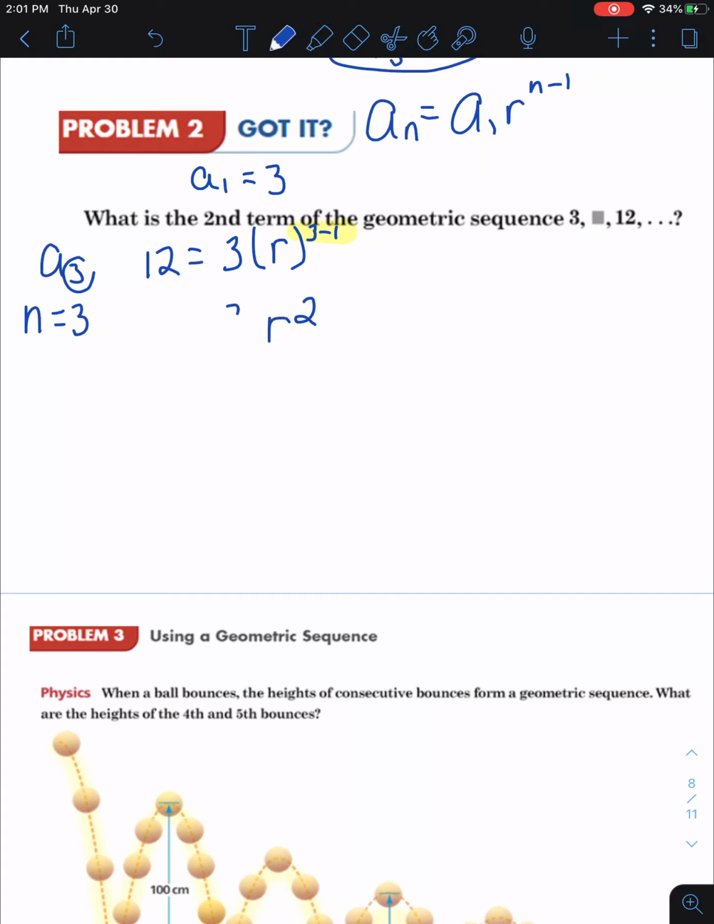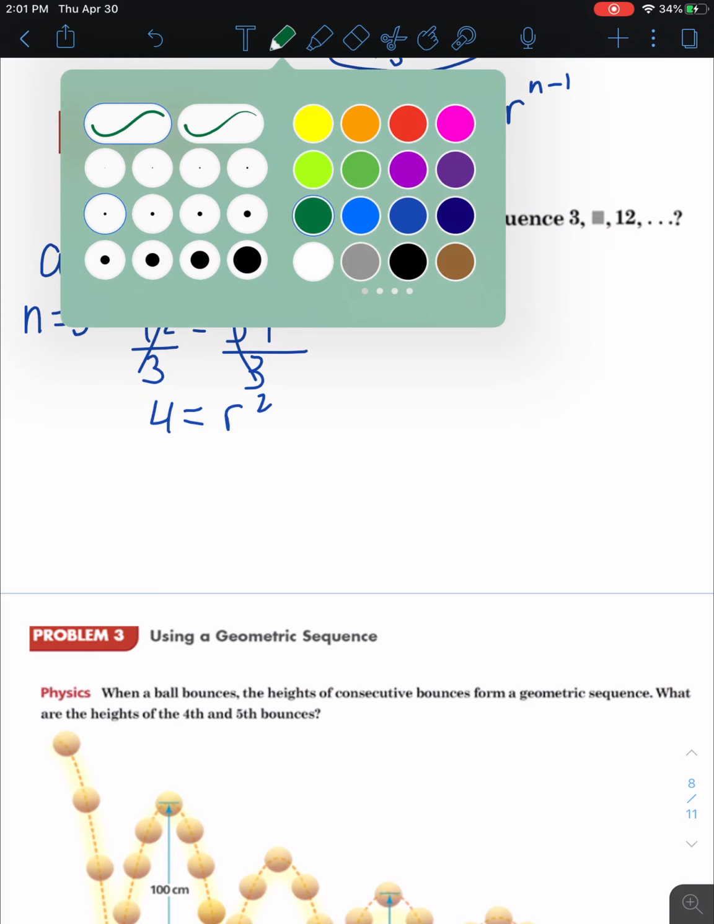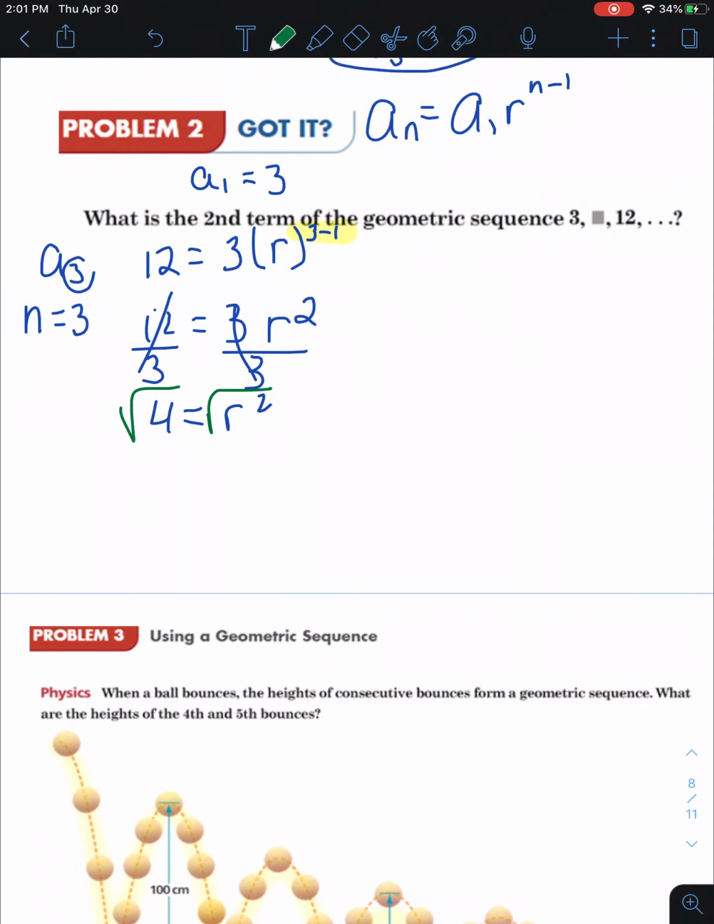So we have r squared times 3 equals 12. Divide out the 3 both sides. And that will give me 4 equals r squared. Then when I take the square root of r squared, I'm going to get r equals, don't forget, when you take the square root of a variable squared, you got to do a plus minus on this side. So we're going to get a plus minus 2. So what are the possible values here? R is plus or minus 2.